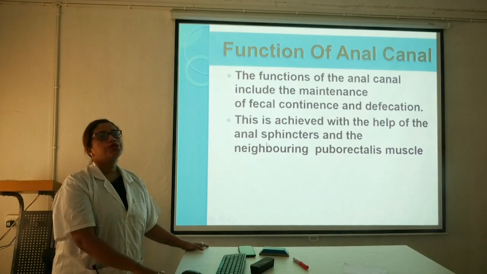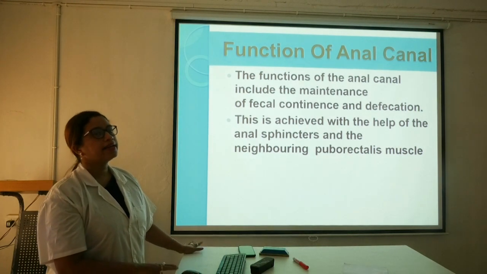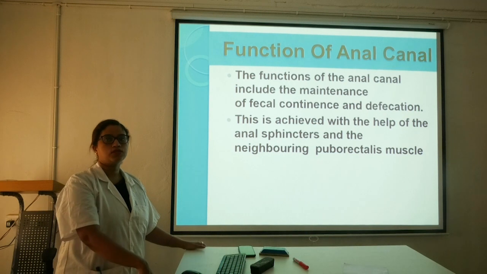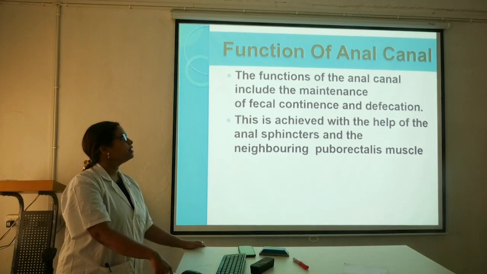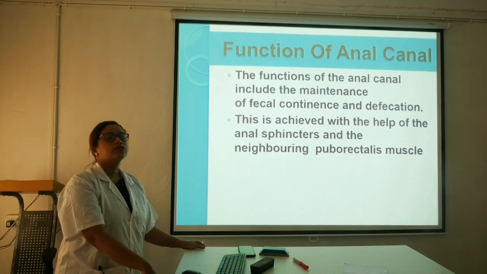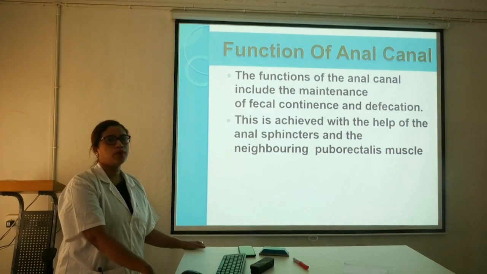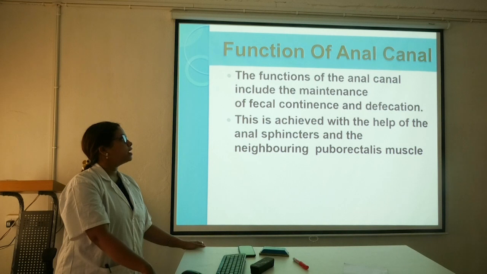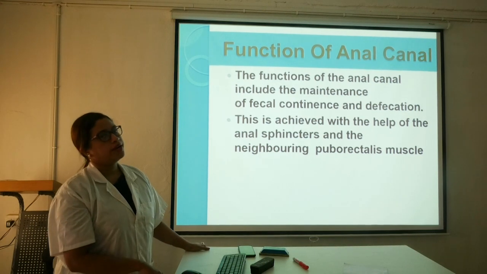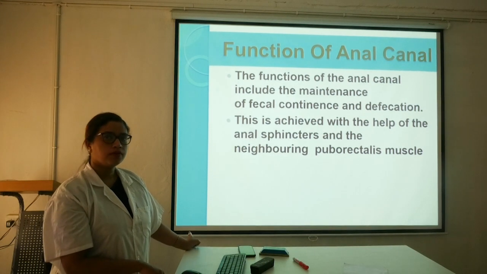Now what are the functions of the anal canal? Anal canal কিন্তু এক্সামে আসে, ঠিক আছে? So anal canal is kind of an important thing. So what are the functions of the anal canal? Number 1, maintenance of fecal continence. So any kind of continence is very important. Okay. So that is fecal continence and another one is defecation. So these two actions.